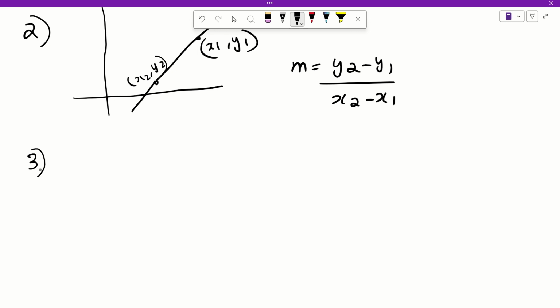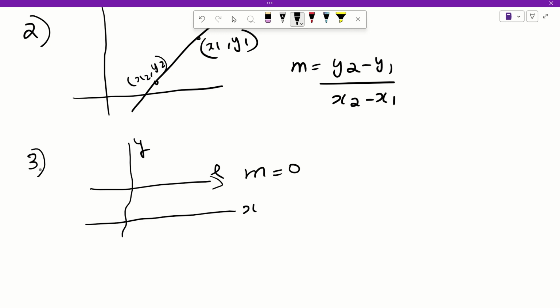Third case. Okay, sorry for this. We have a line which is parallel to the x-axis. This is the line, this is the x-axis, this is the y-axis here. Here, what's the slope? Slope m equal to 0, because tan 0 is 0. In the parallel case, there's no angle.